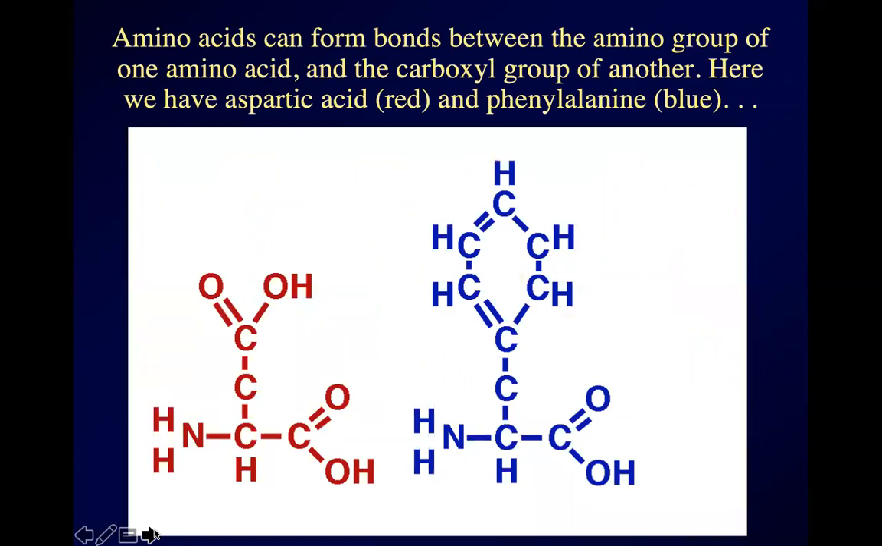When you get 2 amino acids together and they like each other very much, they'll form a bond between the amino group of one acid and the carboxyl of another. In red on the left, we have an amino acid called aspartic acid, and I've drawn it so that every atom is shown and represented by a letter. On the right in blue, we have the amino acid phenylalanine. There's the carboxyl group of aspartic acid, and it gets right next to the amino group of the phenylalanine.